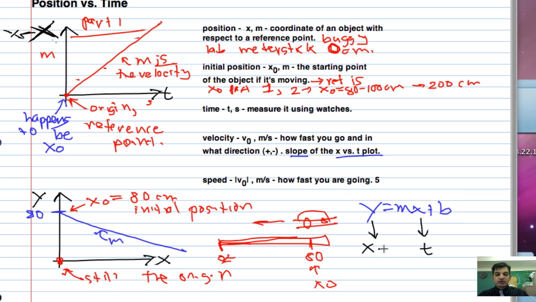Now, the slope, we said, is the velocity. So what that means is this is v naught. And finally, B. Well, B is your y-intercept, which is where you cross the y-axis, which is right here, and that's actually your initial position.